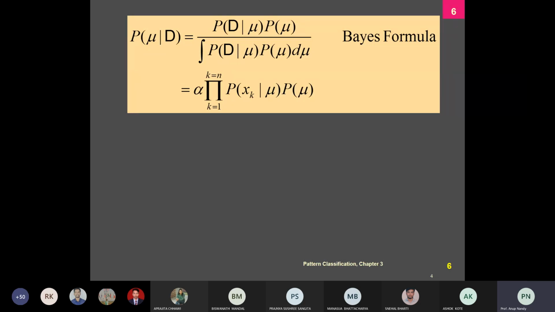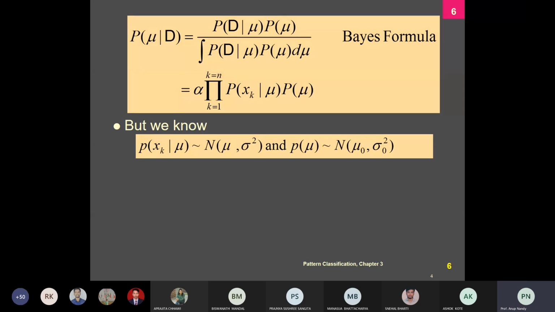Now these equations show how the observation of a set of training samples affects the true value of mu. So you go from a prior density, P(mu), to a posterior density, P(mu given D). You know that P(xk given mu) is normal with mean mu and variance sigma square, and P(mu) is normal with mean mu naught and variance sigma naught square, which you already know.